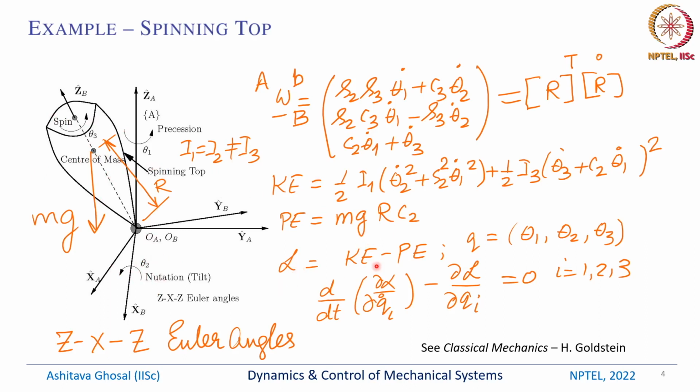The Lagrangian can be obtained as KE minus PE, and in this case the three generalized coordinates are theta 1, theta 2 and theta 3. Then we can obtain the equations of motion by doing d by dt of dL by dq i dot, minus dL by dq i, equal to 0. There are no external forces which are acting on this top.